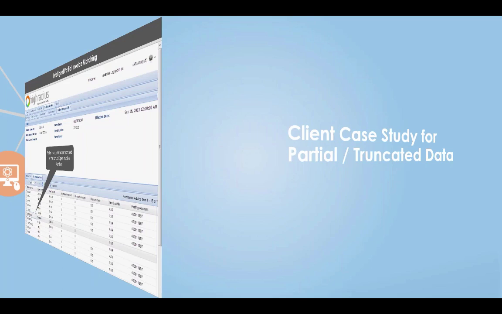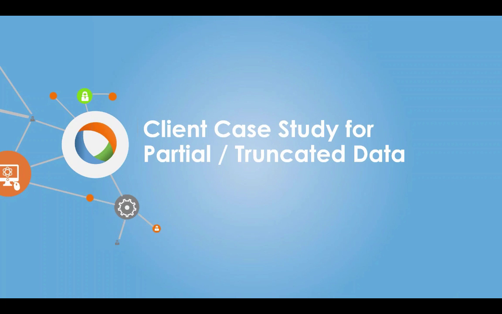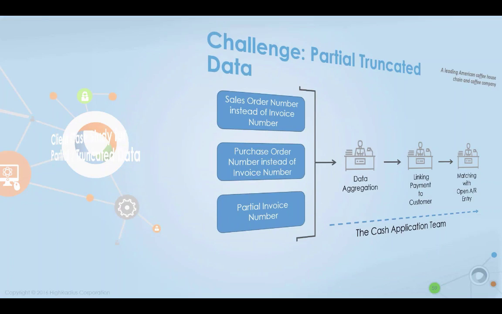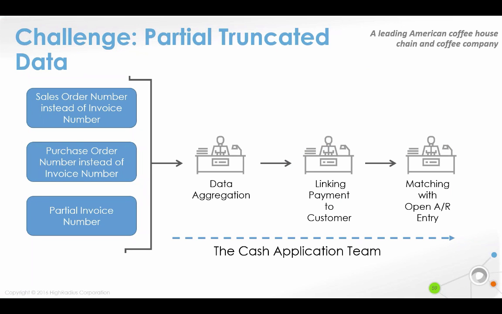So again, let's take a look at a customer case study where there was only partial and truncated data coming in. So what this particular leading American coffee house chain and coffee company was finding was the cash application team was receiving multiple cases of sales order numbers or purchase order numbers being mentioned instead of invoice numbers. Or they were also finding that there were partial invoices, so that the invoice was missing a bunch of numbers, whether it was before or after.